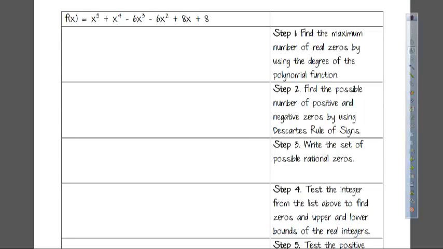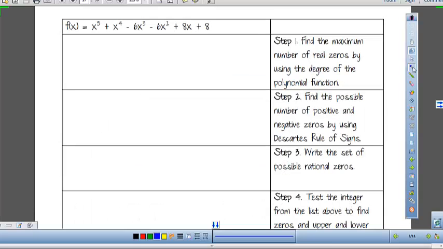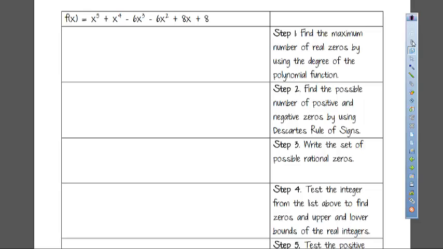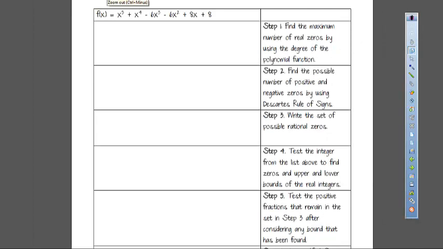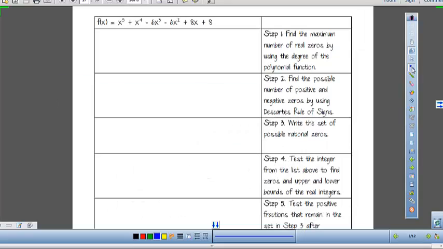Okay, so let's see what we can do. First, we're going to find the maximum number of real zeros. Of course, that's just going to be 5, the degree of the polynomial. The degree of the polynomial lets us know the maximum number of zeros that we're going to have. If it's quadratic, which is a second degree polynomial, at most we're going to have 2 real zeros. This is a 5th degree polynomial, so at most we're going to have 5 real zeros.